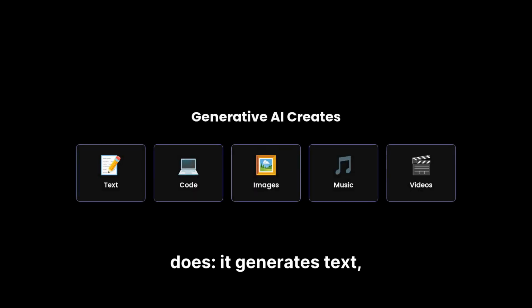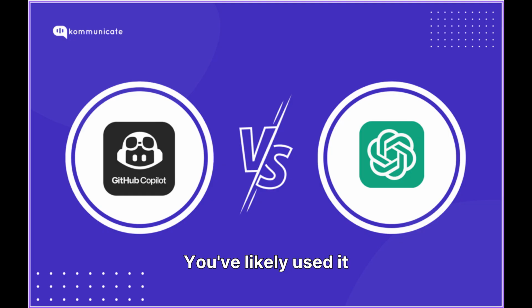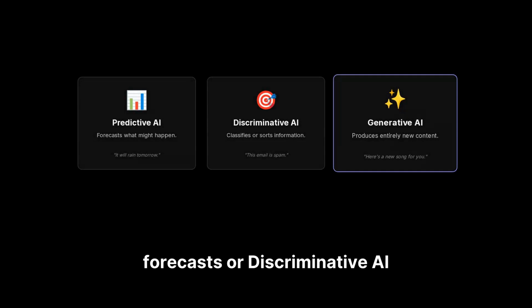It generates text, code, images, music, and even videos based on your requests. You've likely used it with ChatGPT for writing, GitHub Copilot for coding, or DALL-E for stunning images. Unlike predictive AI that forecasts or discriminative AI that classifies, generative AI produces entirely new content.